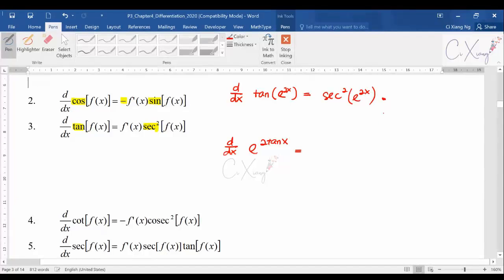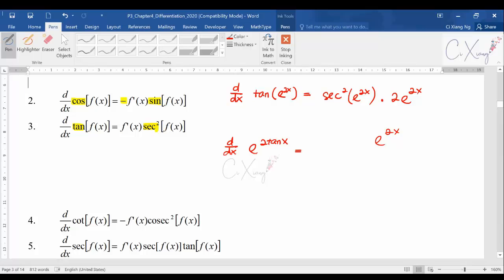And after that, you need to multiply with the differentiation of the angle. So differentiation of e power 2x, what do you get? When you differentiate e power 2x, you get back the original e power 2x, and then you differentiate the power, you get a 2. So you'll see that the function now becomes many layers, I can say.